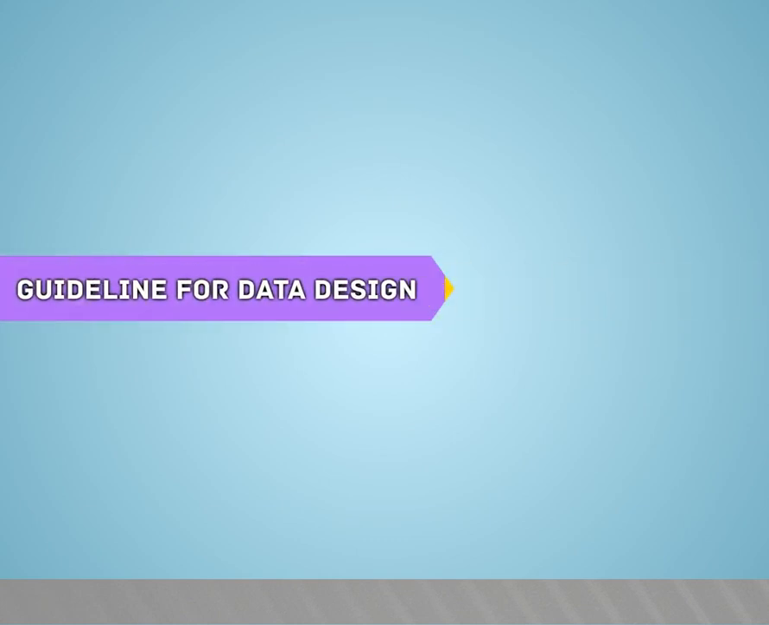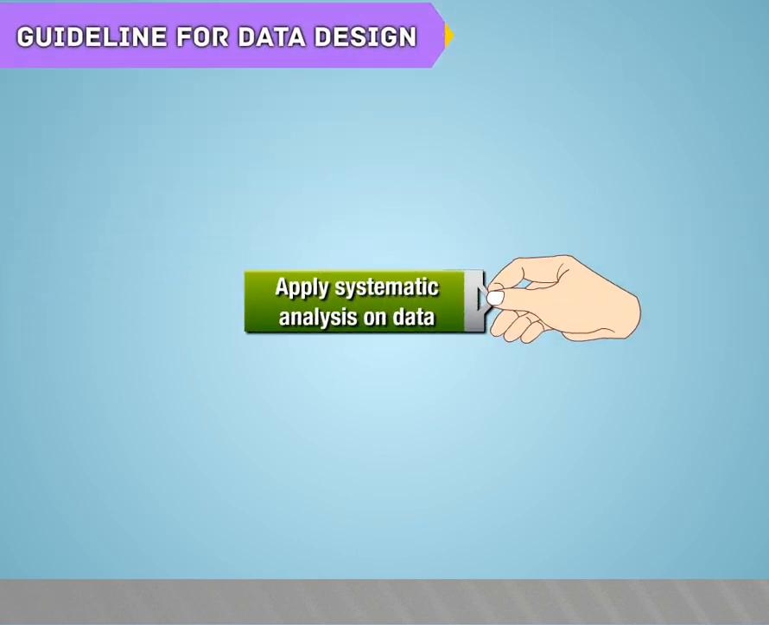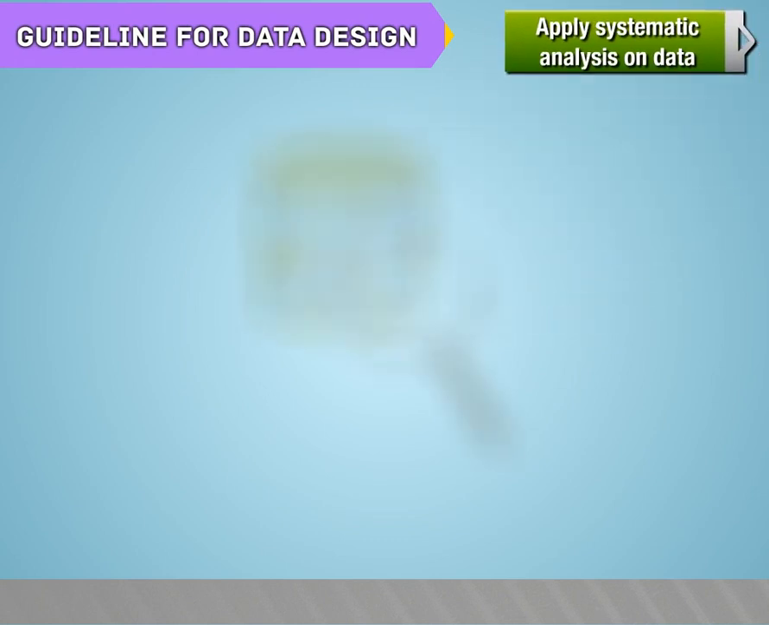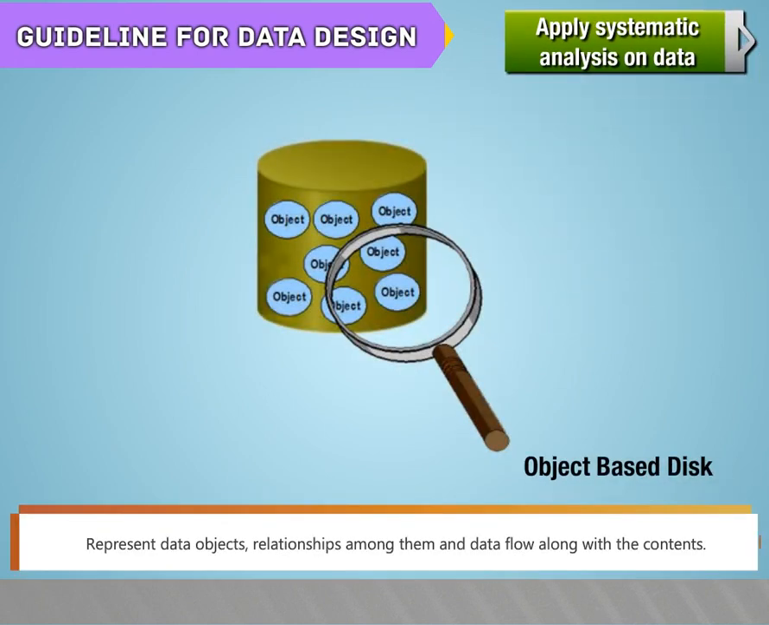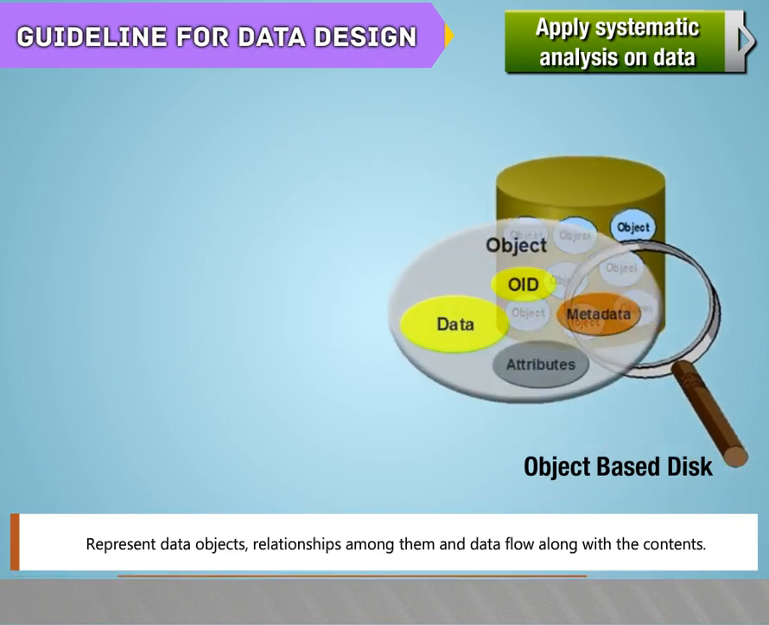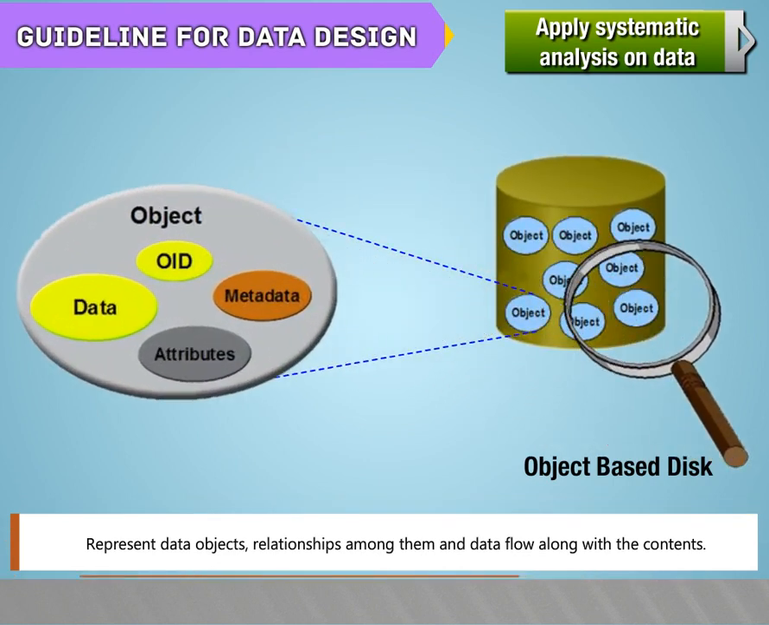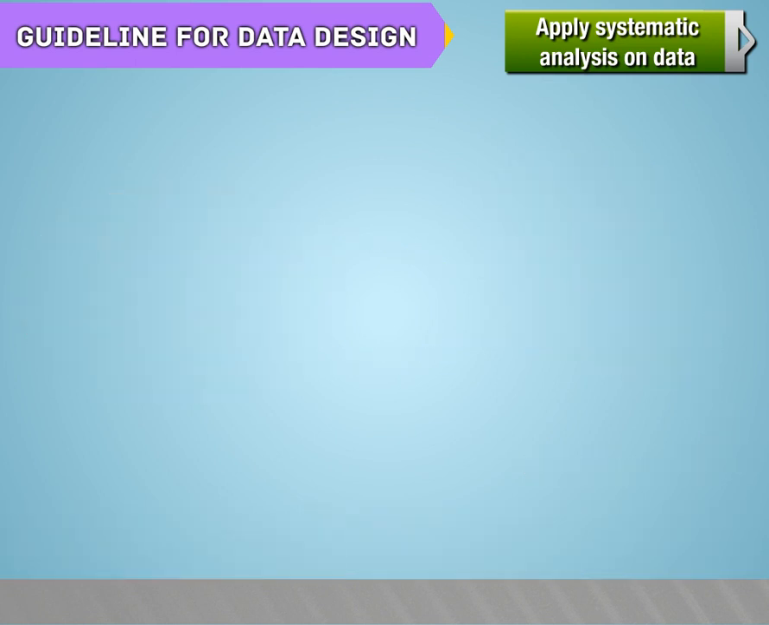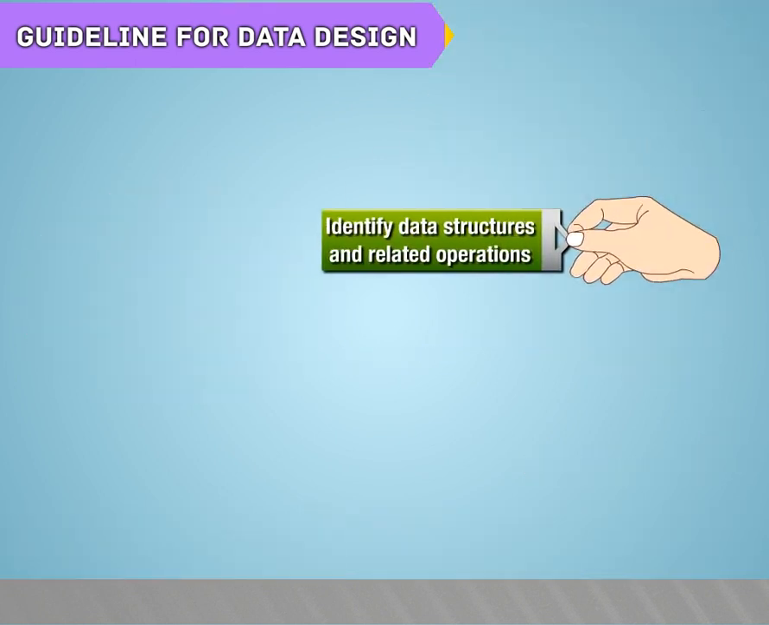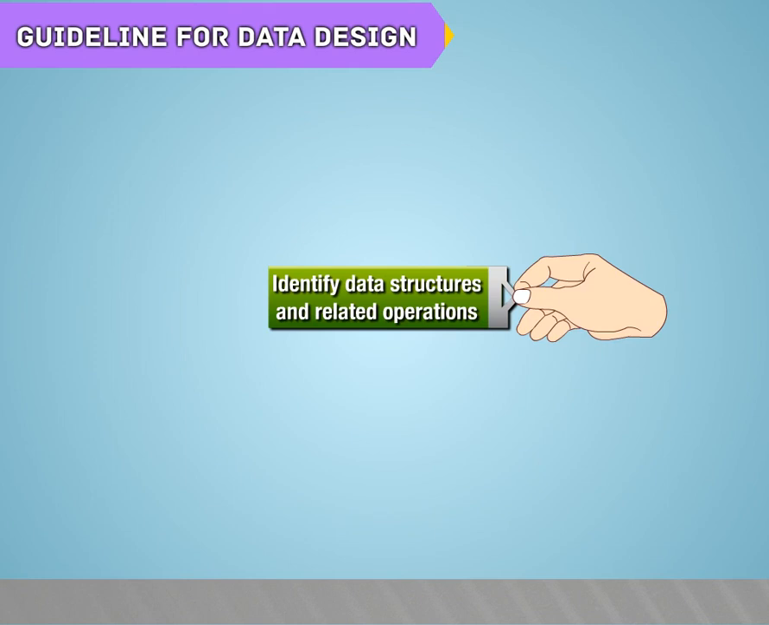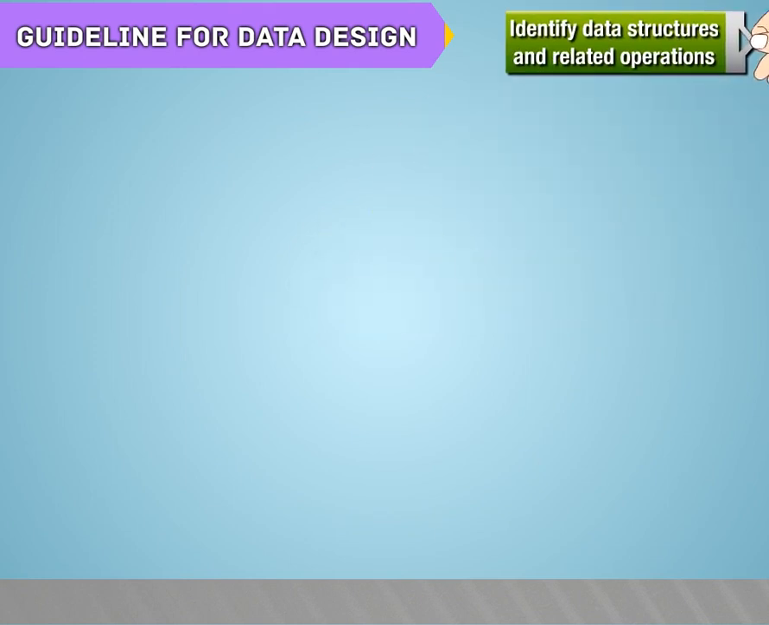Guideline for data design. Apply systematic analysis on data. Represent data objects' relationships among them and data flow along with the contents. Identify data structures and related operations.